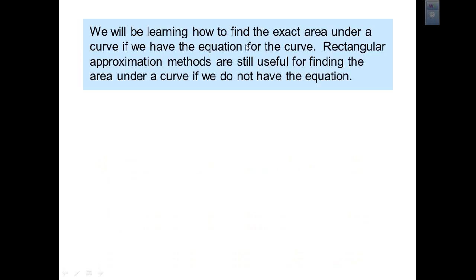All right, now we will be learning to find the exact area under a curve if we have an equation for the curve. Rectangular approximation methods are still useful, though, for finding the area under a curve if we do not have the equation, such as that last problem where we had the table. There are instances where you're just going to have bits of information or data points along the way that you have to approximate things with. This is one of the ways that you would approximate the area under a curve with a bunch of data points. You would use rectangular approximation methods.